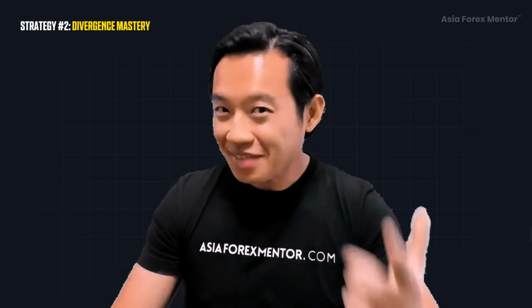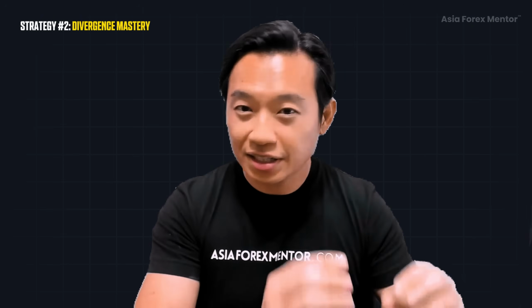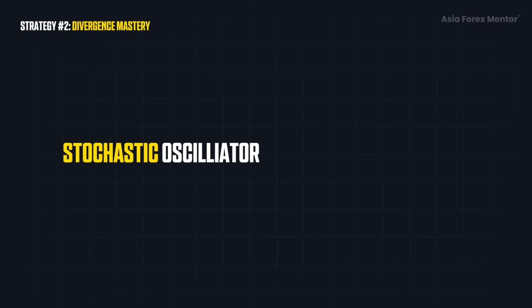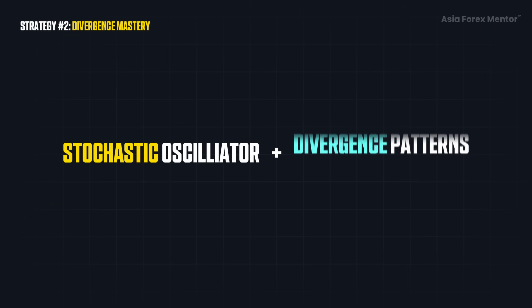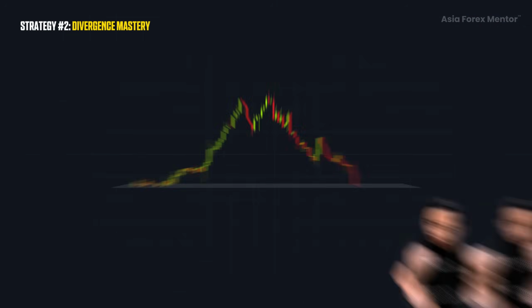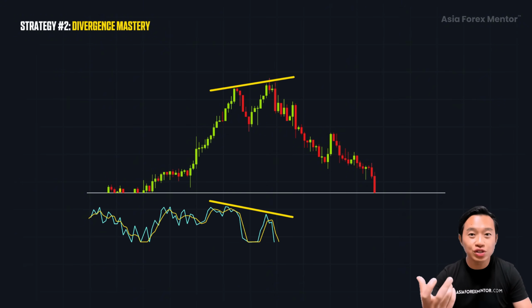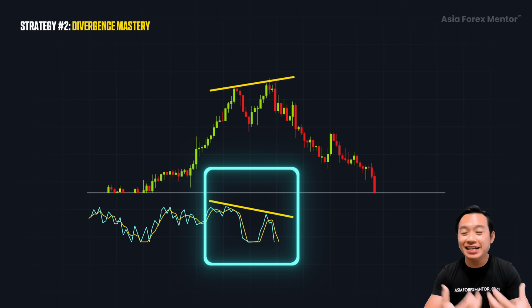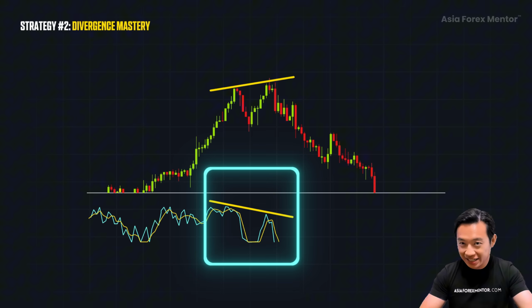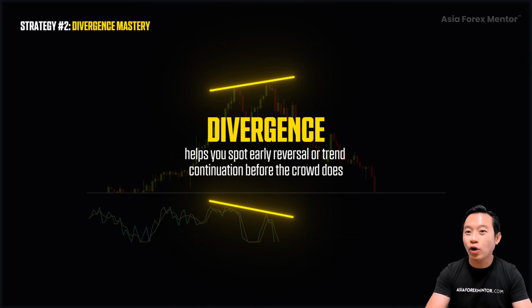All right, so now, in this strategy, we are pairing the stochastic oscillator with divergence patterns. The stochastic shows momentum. The divergence reveals when the momentum disagrees with the price. So this helps you to spot early reversal or trend continuation before the rest of the crowd does.